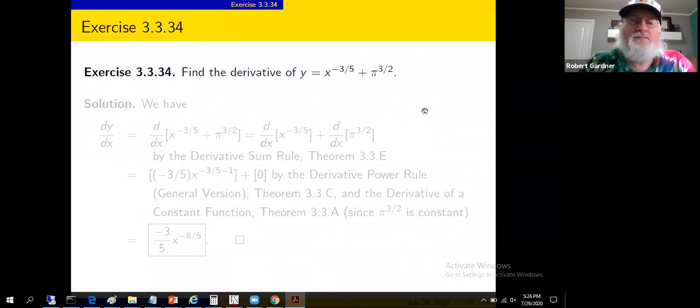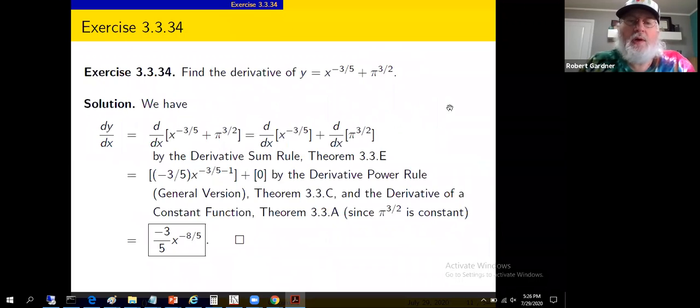How about this one? Well, this one's a little weird. y equals x to the negative 3/5 plus pi to the 3/2. Take its derivative. dy/dx is the derivative of that stuff. The derivative of the sum is the sum of the derivatives. How do you differentiate x to the negative 3/5? Bring that exponent out front as a coefficient and subtract 1 from it. How do you differentiate pi to the 3/2? This is why this one's kind of weird.